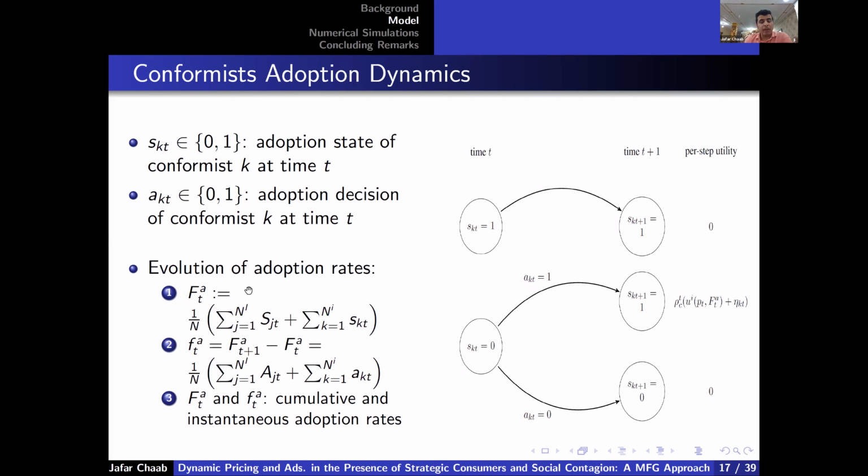We can develop the evolution of adopter rates, as you can see here, which is denoted by capital F_t, which is equal to 1 over N, where N is the total number of consumers, times the total number of individualists who have already adopted plus the total number of conformists who have already adopted, which overall represents the fraction of adopters in the market. And we can also compute the instantaneous adoption rate in a similar way.